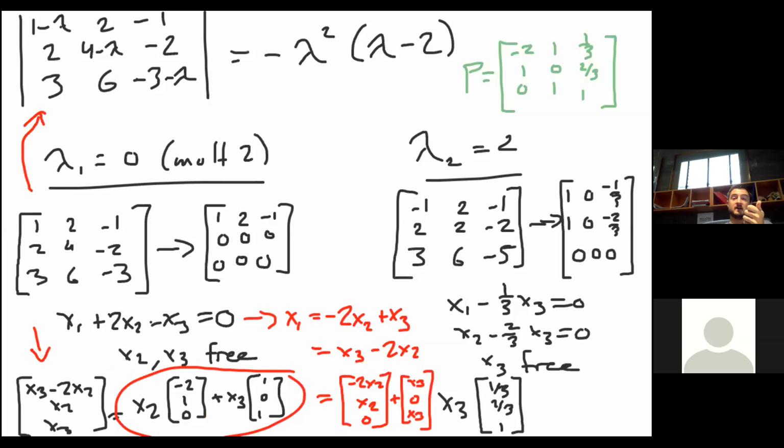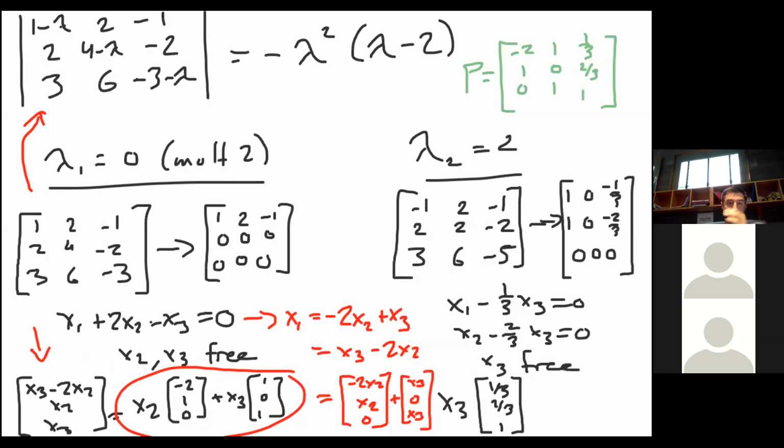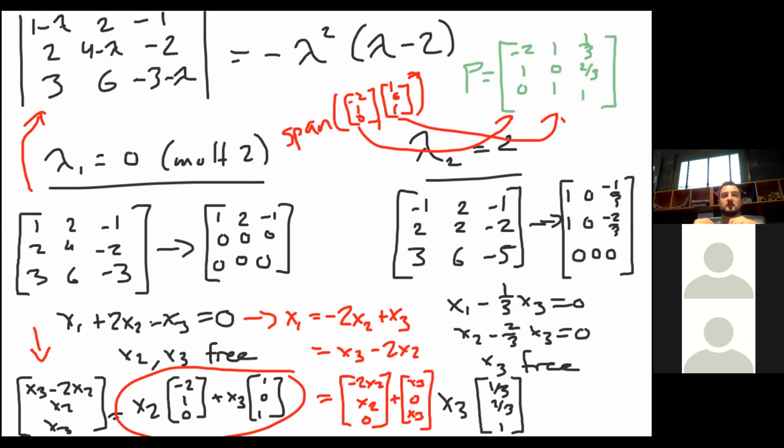So then any eigenvector, as long as I choose x2 and x3, will be just a linear combination of the vector negative 2, 1, 0 and the vector 1, 0, 1. So that creates the span, the basis for my eigenspace. And that gives me two linearly independent eigenvectors for the same eigenvalue that I can use in my matrix P. Because one of the requirements was we needed eigenvectors that are linearly independent.